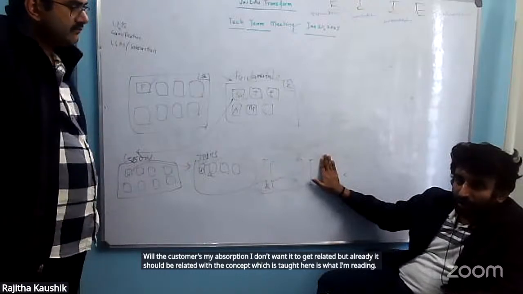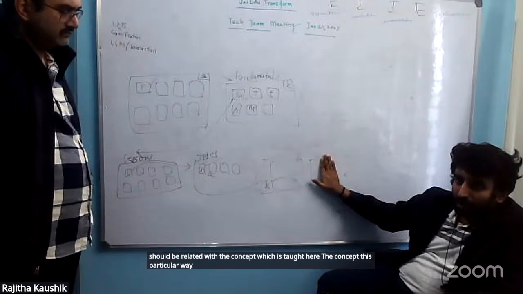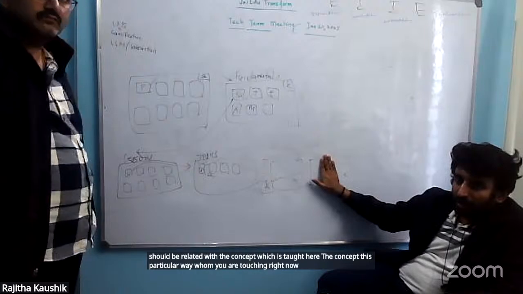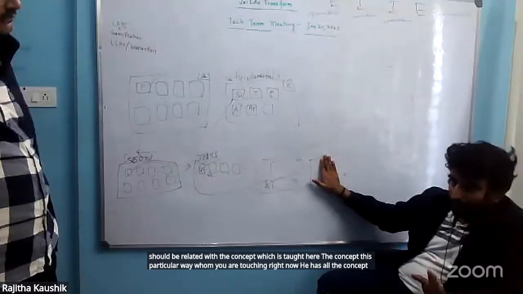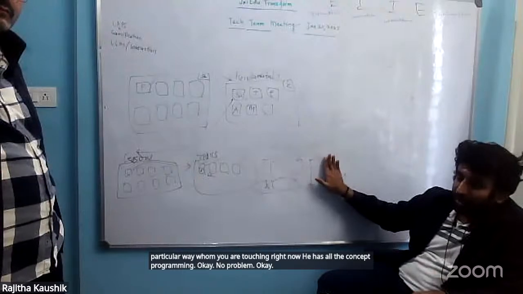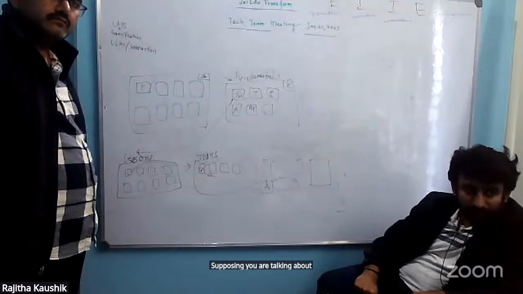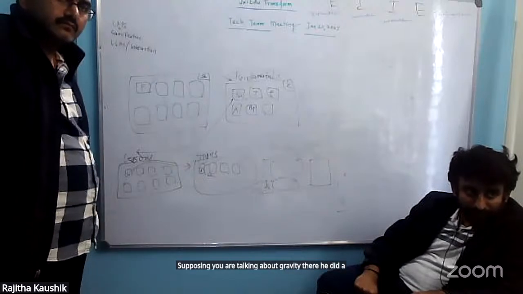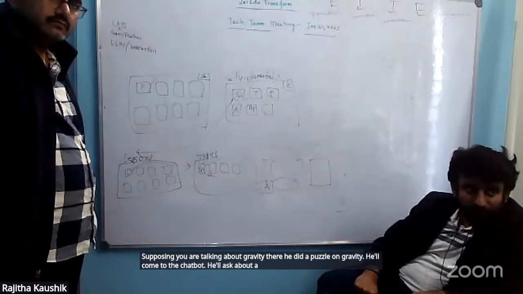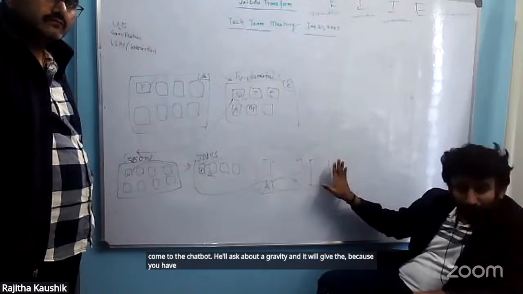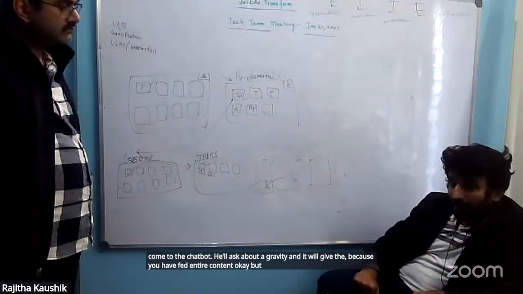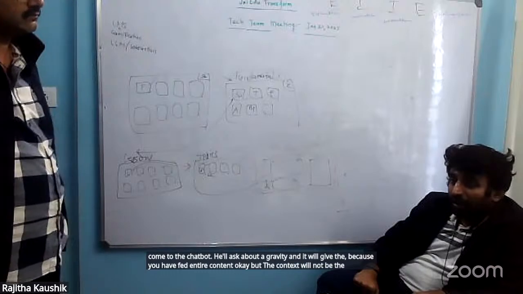This particular one that you are touching right now has all the concept programming. Make it simple, it's already trained. Supposing you are talking about gravity, he did a puzzle on gravity, he'll come to the chatbot and ask about gravity, and it will give the answer because you have fed the entire content. But the context will not be the same as this Google Classroom context.